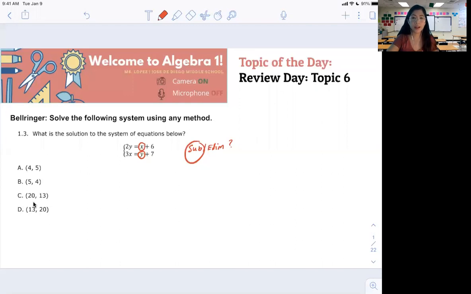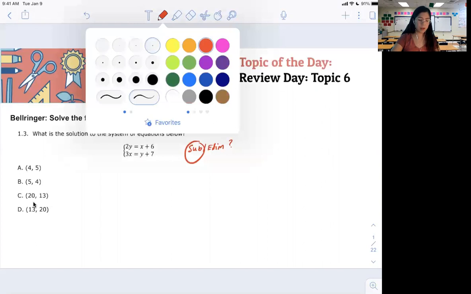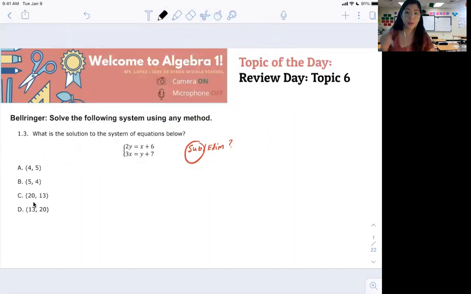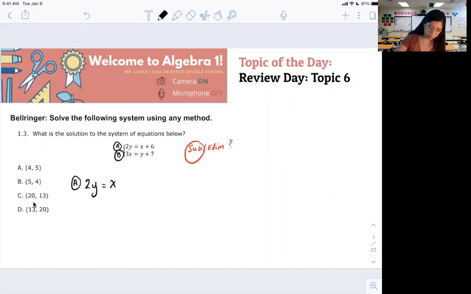Now, does it matter which one I choose? Or let me rephrase that. Does it matter which variable I isolate? No. Either way is all good. So I'm just going to go with equation A. You could have done equation B and gotten the same exact answer. I'm going to isolate my x variable.